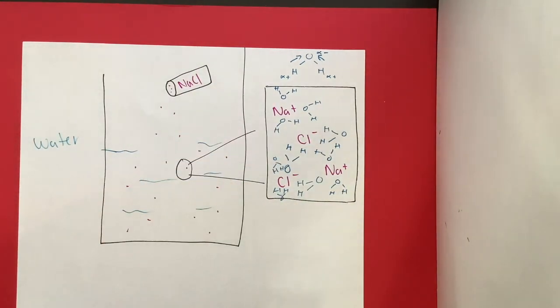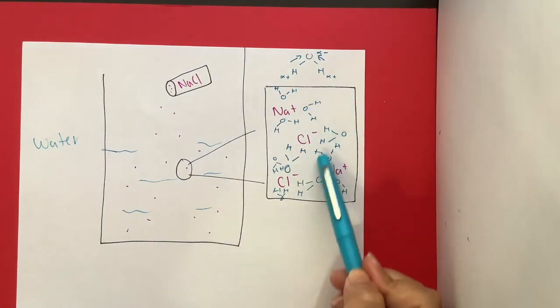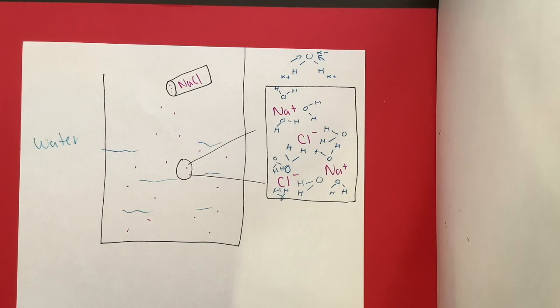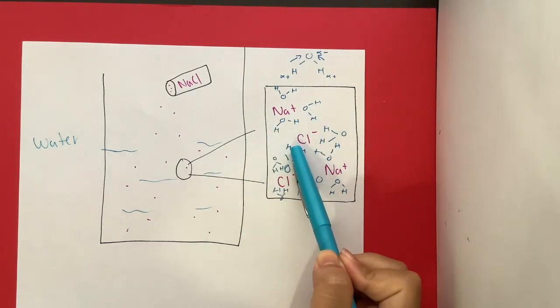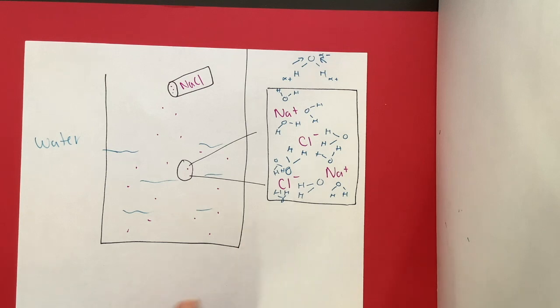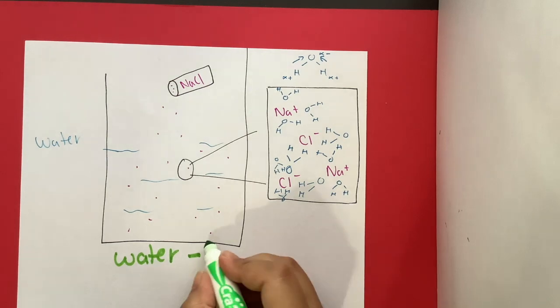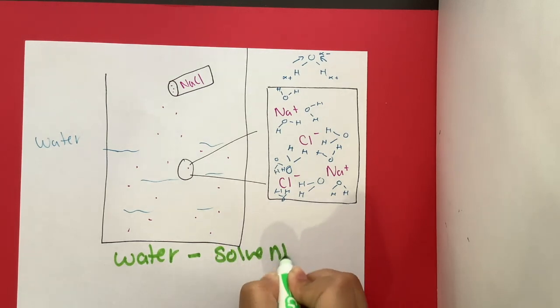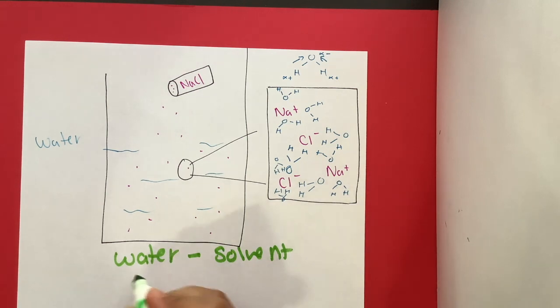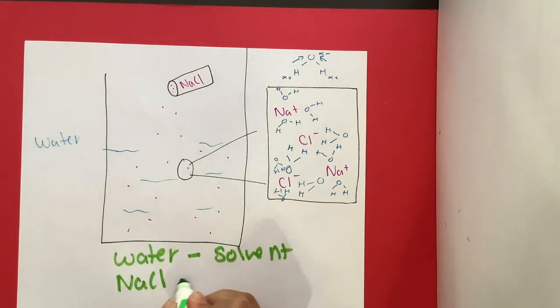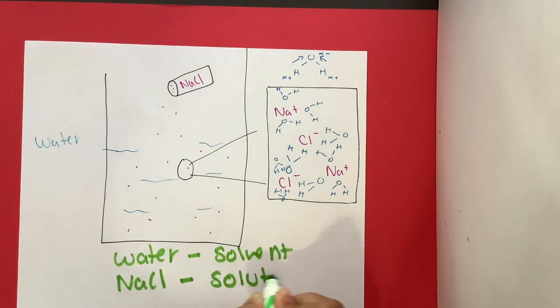If I were to evaporate this and remove all of this water, then the sodium and the chlorine will reconnect and make the solid again. But in this case, is water acting as a solute or the solvent? In this case, water is the solvent. It is the one dissolving the salt. Sodium chloride, NaCl, table salt, is the solute. It is what's getting dissolved.